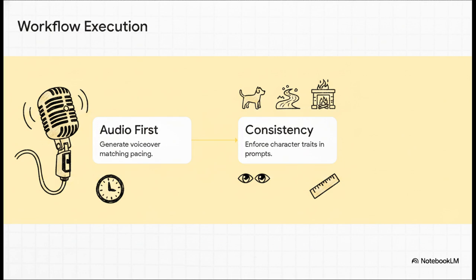Using the original video's timestamps as a guide for pacing establishes your timing. Once you have that audio track, you know exactly how many seconds of video you need for the dog, the river, or the fireplace. Step 2 is ruthlessly enforcing visual consistency.